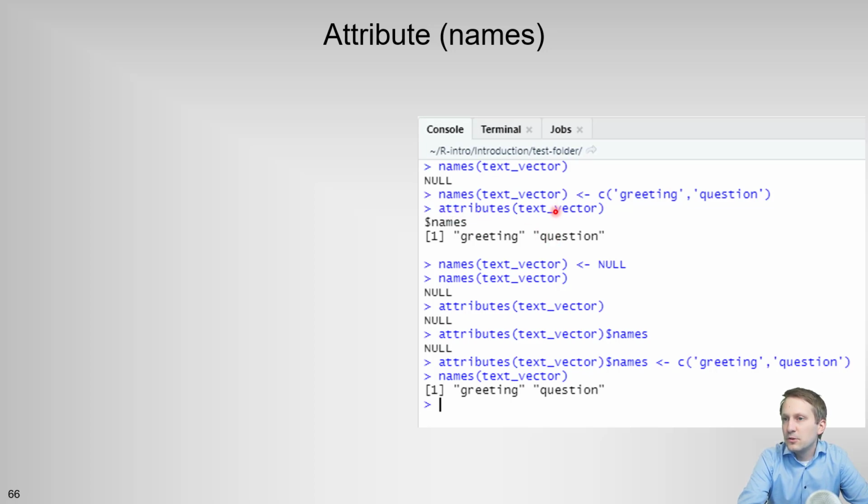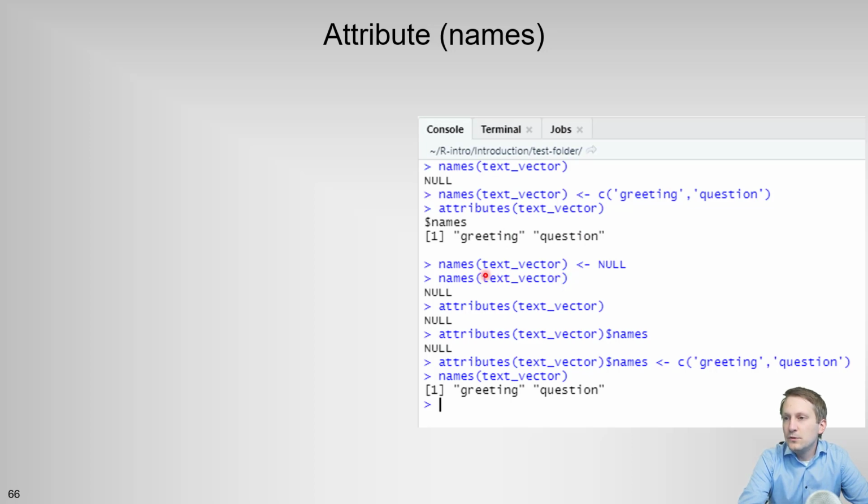So actually when you call attributes on text vector, you see that it says here $names. So in fact the attributes of a vector are a list, and the elements of a list are addressed with this dollar operator. So the list of attributes only contains one element, the element names, and that is a vector with two elements, greeting and question.